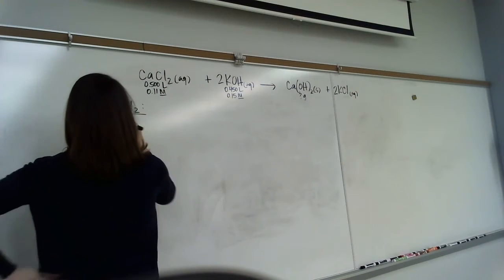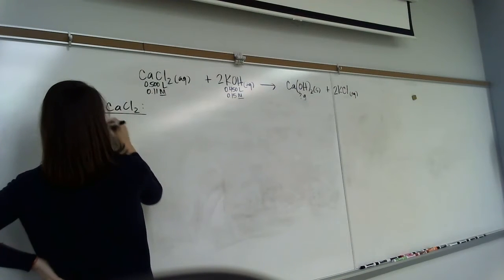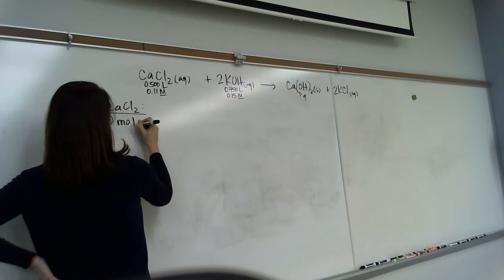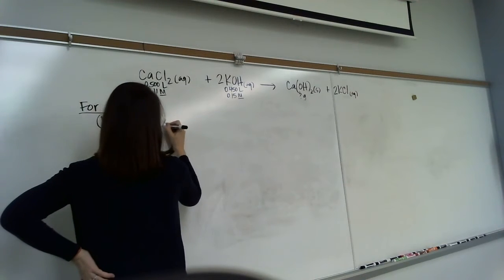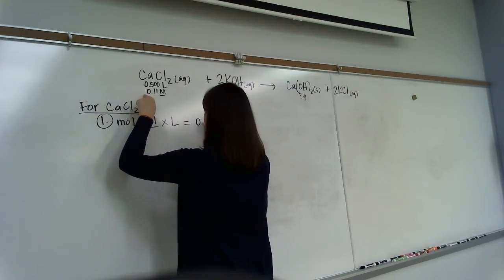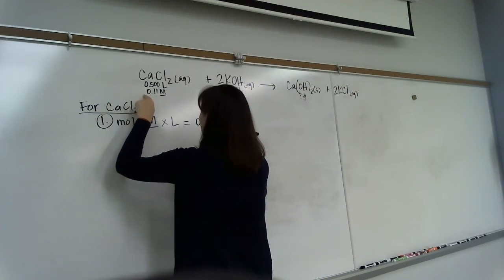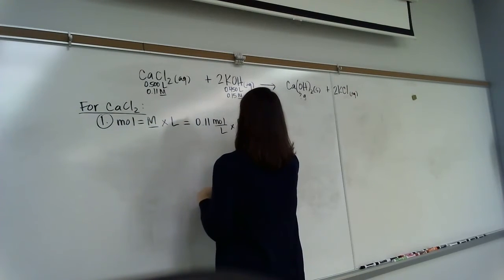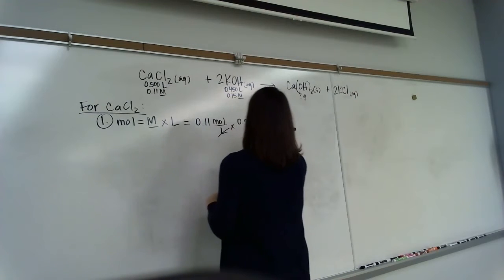So step 1, let's get moles. Moles is equal to molarity times liters. So 0.11 moles per liter times 0.500 liters, right? Liters cancels.